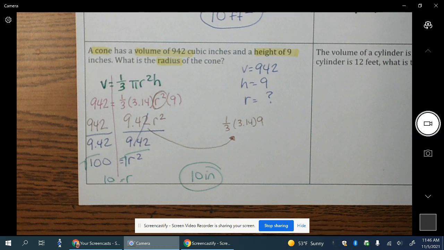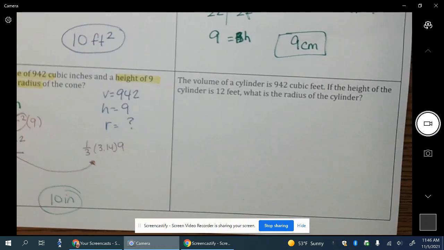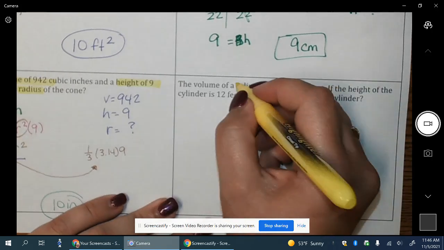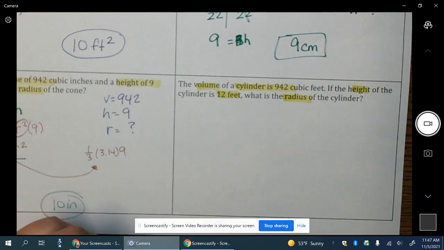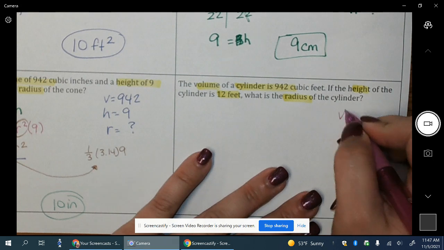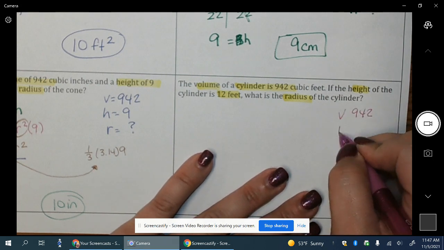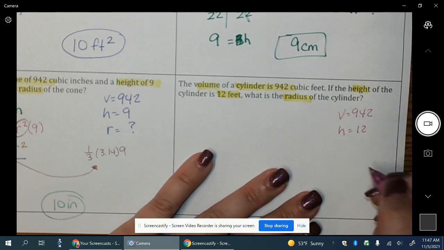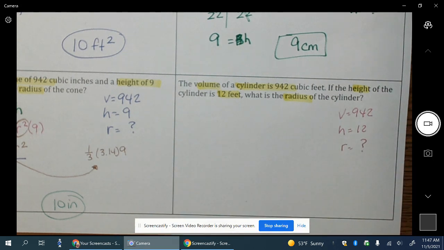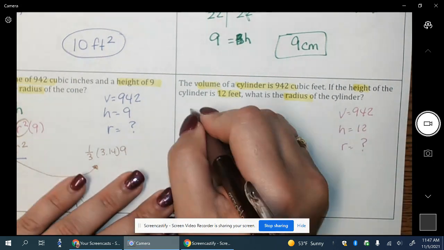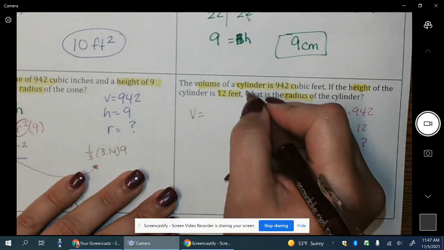Okay? Last one. The volume of a cylinder, so my shape is a cylinder, is 942. The height is 12. What is the radius? So first thing, what do we have? Volume and height. I have volume, 942. I have height, 12. What am I looking for? The radius. The cylinder. So because I'm looking for radius, what formula do I use? Pi r squared h. Yep, what she said. 1/3 pi r squared. V equals, so do cylinders have 1/3?